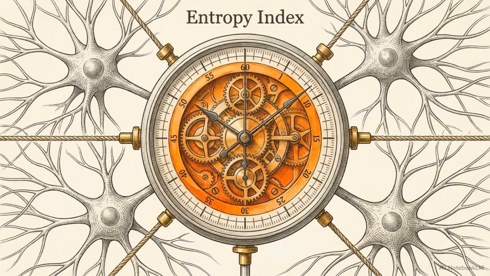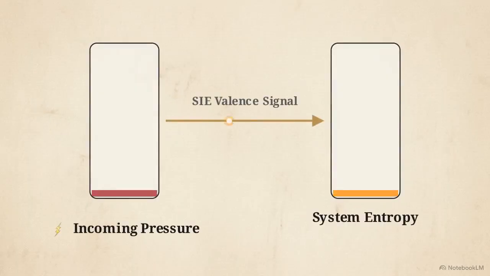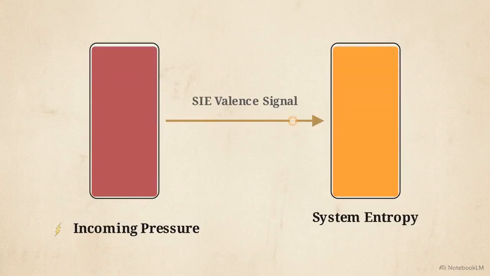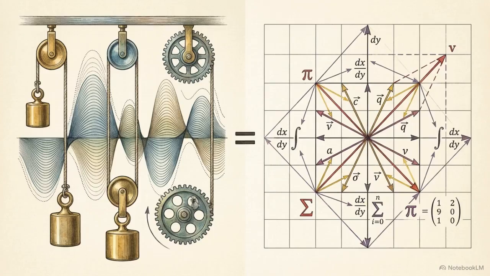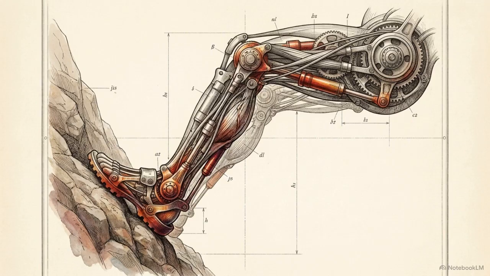As this gradient enters, a mechanism called the SIE valence signal evaluates it. This signal links the novelty of the incoming pressure to the system's entropy state, which in turn dictates the level of plasticity, or learning, the network requires to resolve it. This direct mapping of physical energy to mathematical potential is the first requirement for the system. An intelligence that operates without pre-labeled data must first be able to respond to the weight of its environment.